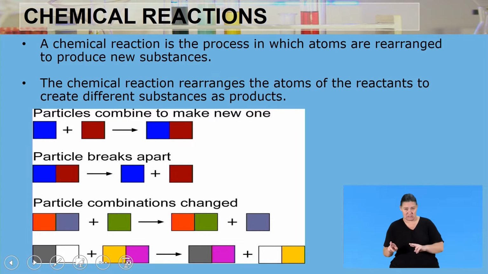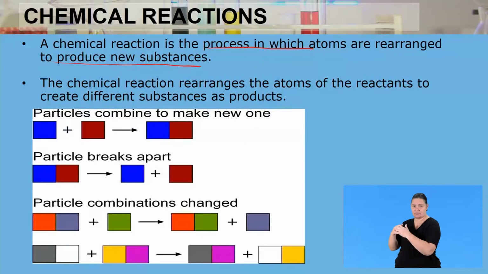A chemical reaction, what is it? That is the process in which the atoms are rearranged. So basically what happens in a chemical reaction, we are breaking the existing bonds and then rearranging the atoms that were there at the beginning of the reaction. So that is the process in which atoms are rearranged to produce new substances. The chemical reaction rearranges the atoms of the reactants to create different substances, and those substances that are different are known as your products.